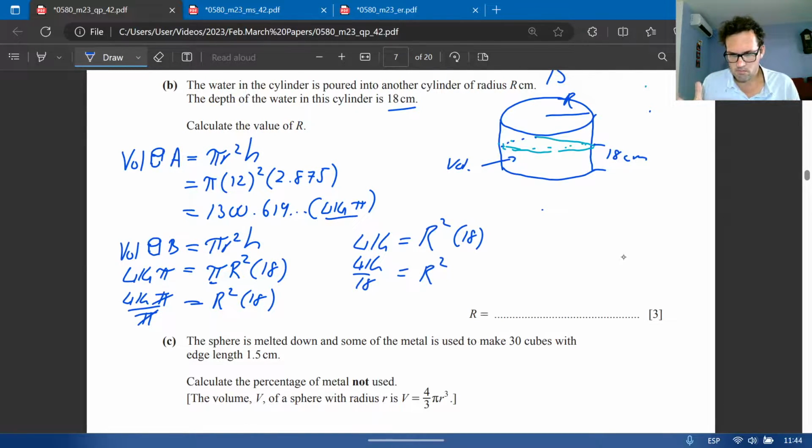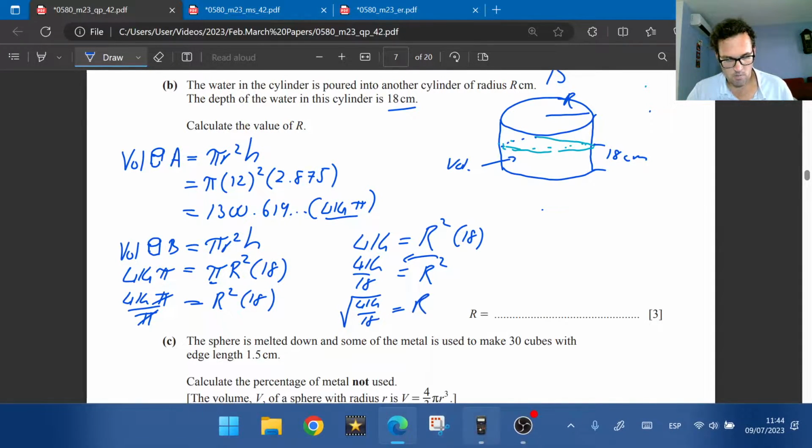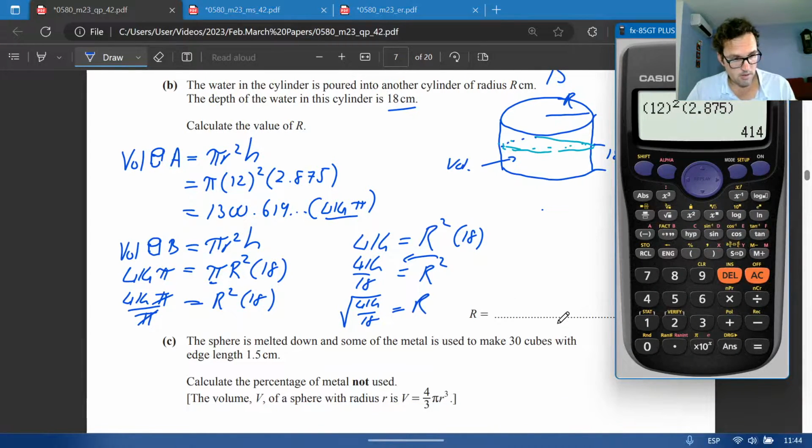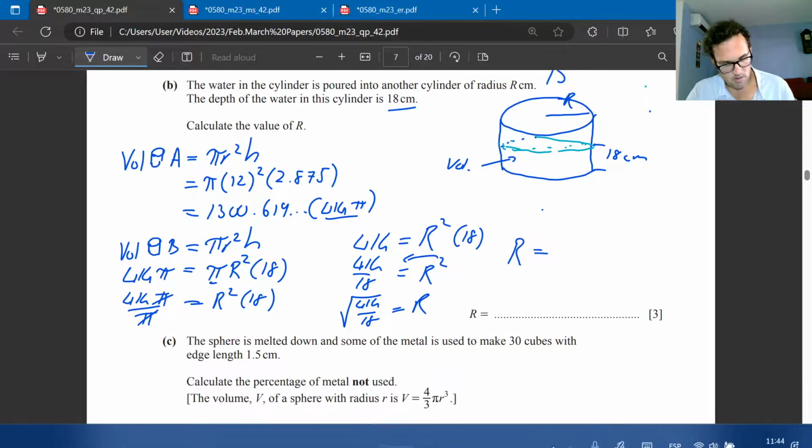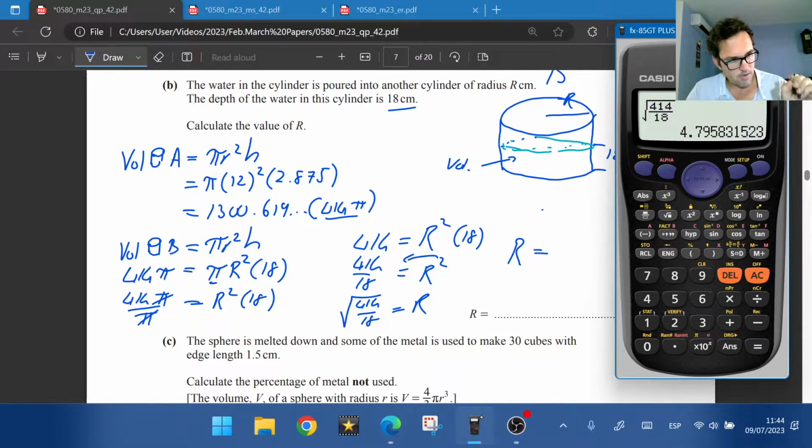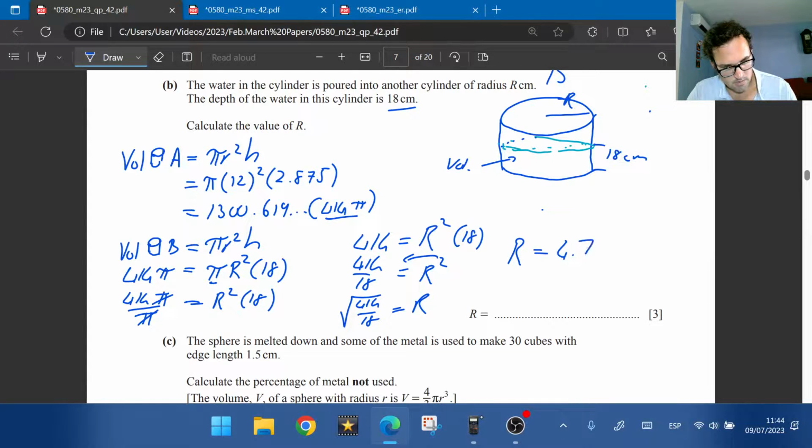But before I do that, get rid of the square: square root both sides, move that over there. So we can do all at once. So what I want to do is square root 414 divided by 18. And now we got the answer. R equals 4.7958, etc. And now we've got the most accurate answer.